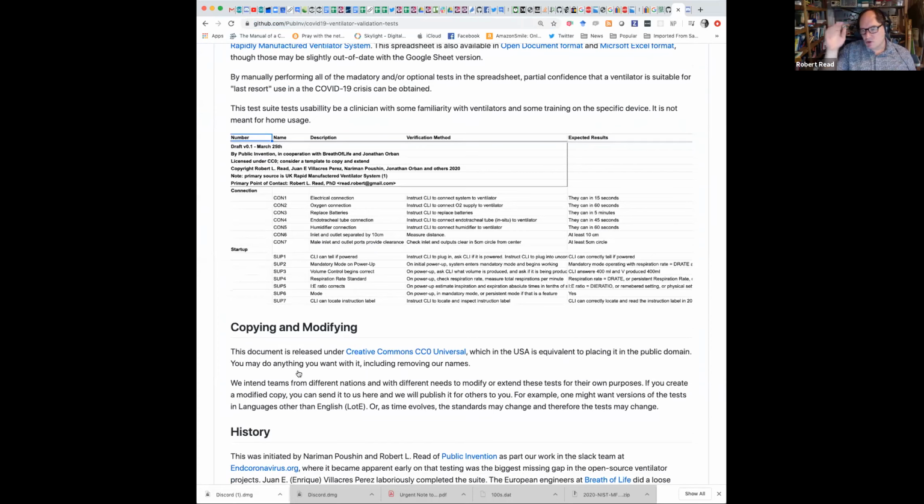Okay, and so the user tests are things that a human being does, like can you figure out how to plug the oxygen hose in? Does it have a battery backup? Can you plug it in? Do you know how to turn it on? That kind of stuff. This mostly came from the RMVS spec.